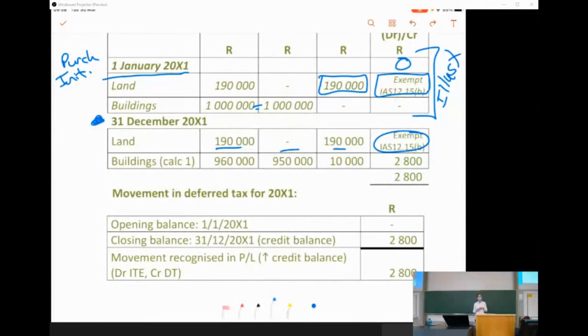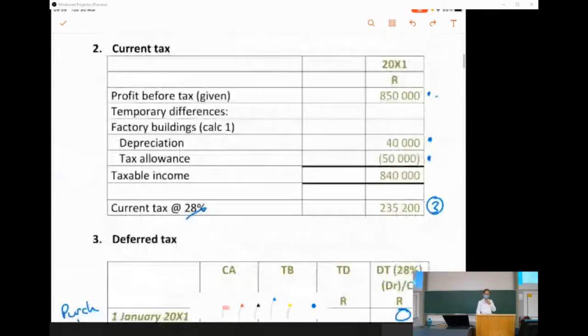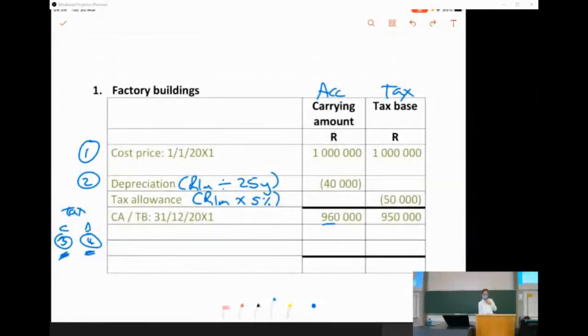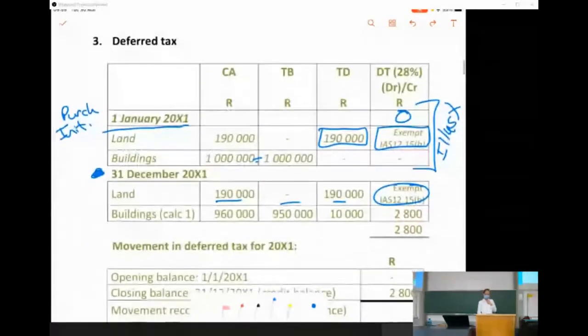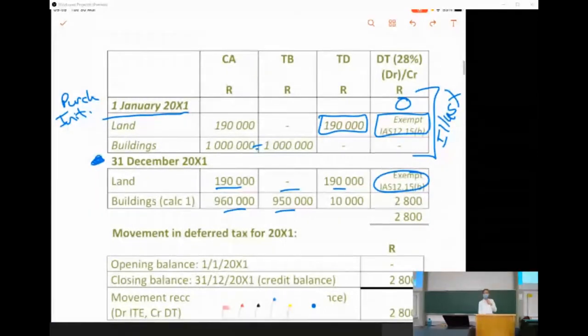Good. Then for buildings, we calculated what our carrying amount was at the end of the year. We calculated that over here. So our carrying amount was 960,000. Our tax base we calculated is 950,000. So therefore, put that in. We've got a taxable temporary difference multiplied by 28%, and that gives us then our deferred tax. Okay. So here, just some exam tips.